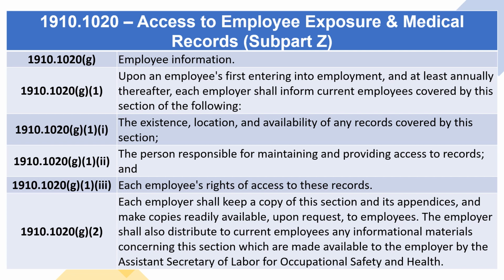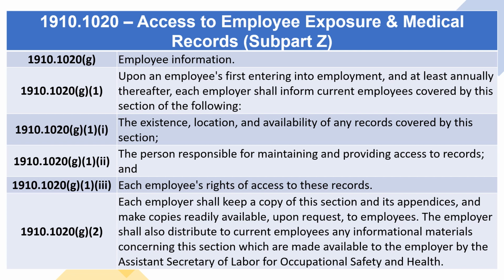1910.1020(g)(1). Upon an employee's first entering into employment, and at least annually thereafter, each employer shall inform current employees covered by this section of the following: (i) through (iii) the existence, location, and availability of any records covered by this section, the person responsible for maintaining and providing access to records, and each employee's rights of access to these records.